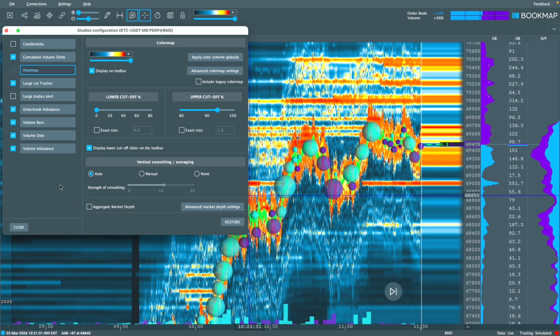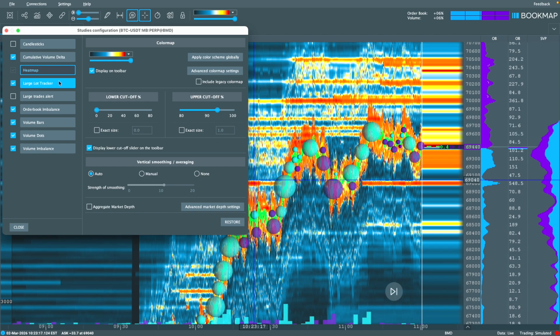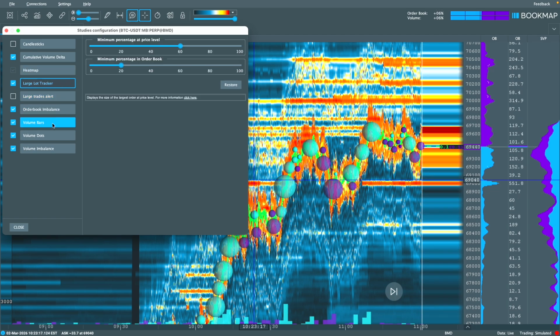You want to begin noticing where liquidity is stacking, where it's thin, how quickly it is changing, whether size persists as price approaches, and whether it disappears under pressure. Now, let's take a look at the order book imbalance.